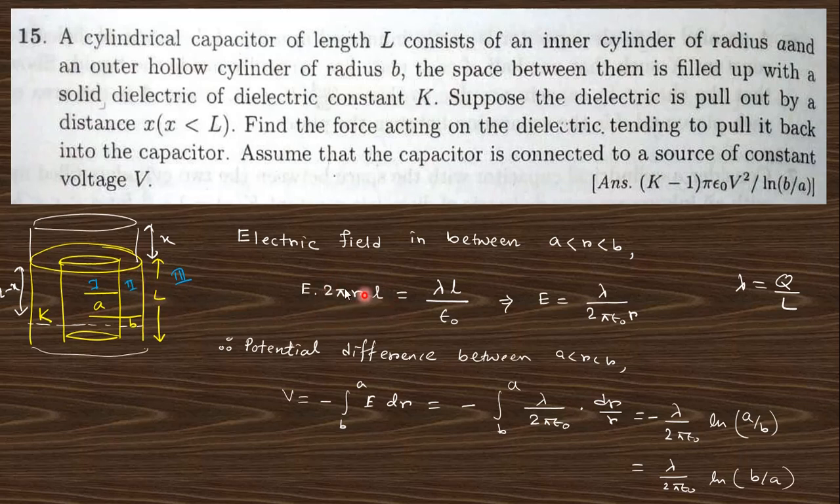Using Gauss theorem, E into 2 pi r l equals q by epsilon naught, and you will get this, where lambda equals q by l, the charge per unit length. Clear? So finally we got the electric field. After that we will get the potential difference between A and B, because within this region the electric field is present. Outside and on the inner side the electric field is 0. So the potential difference will be integral from B to A of E dot dr. Put this value of E, and finally you will get the potential difference.